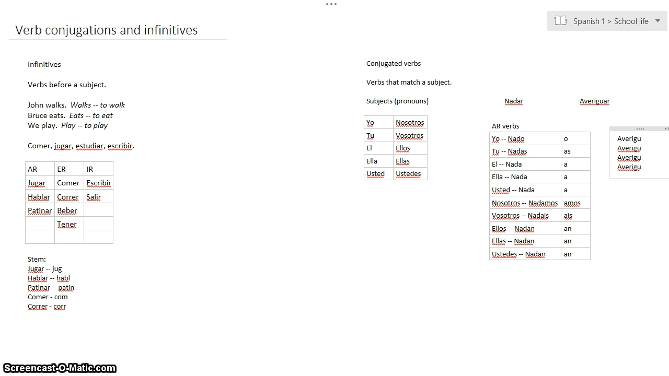That's your AR verbs. O, as, a, amos, ais, an. O, as, a, amos, ais, an. If you can memorize that, then you can conjugate any AR verb. I'll follow up with ER and IR verbs.